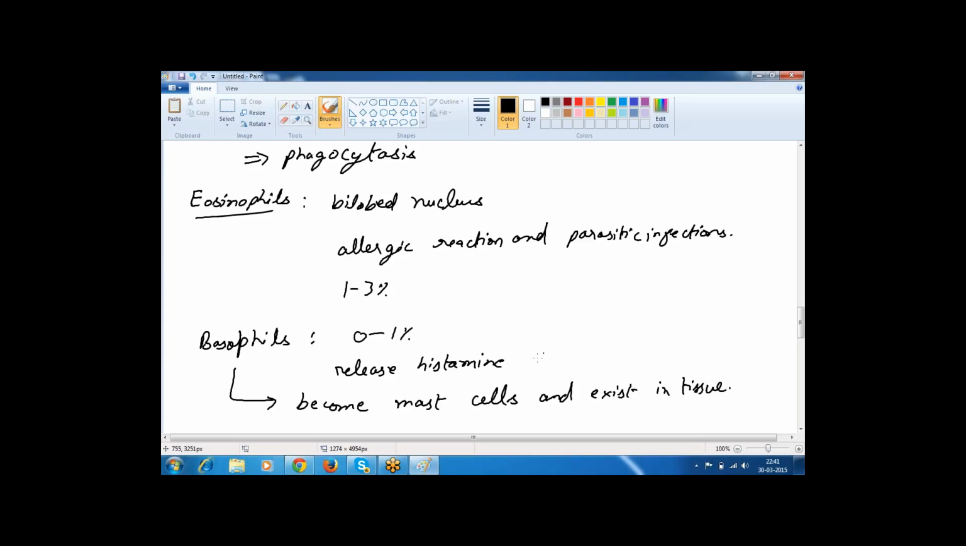So this is a very important exam question. Histamine is released by which cells, and usually the option is mast cells. But remember, mast cells are derived from basophils. So basophils also release histamine. Mostly you know that the mast cells release histamine, but the basophils also release histamine.